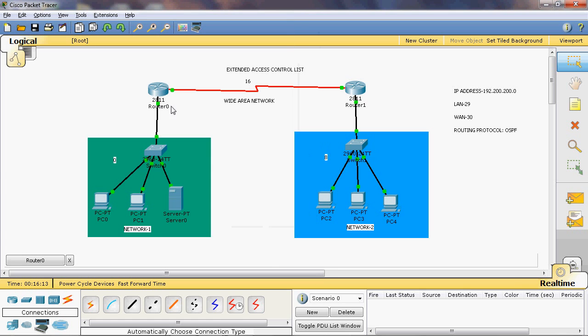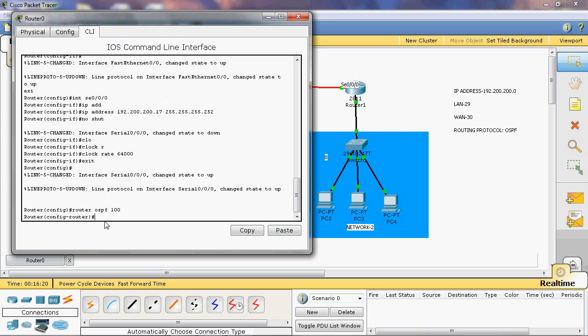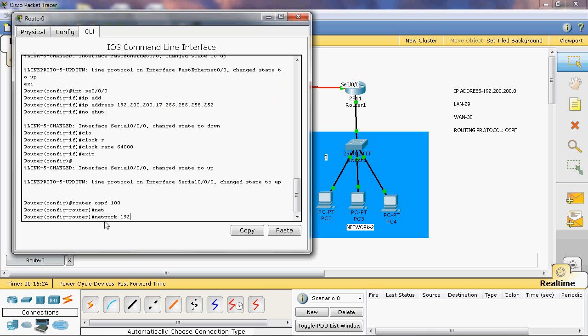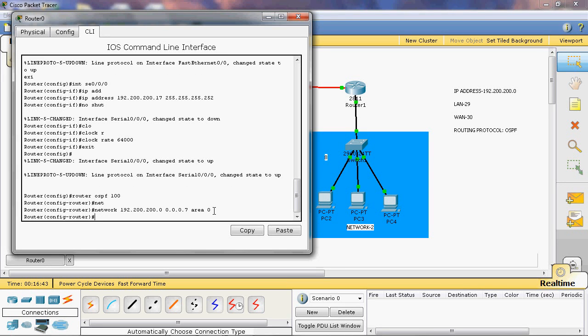Okay, in router 0 the directly connected networks are the LAN and the WAN 16. So we can give in router global mode: network 192.200.200.0. The wildcard mask is the inverse of the subnet mask; the local area network subnet mask is 29, so the wildcard is 0.0.0.7. Then we can give area 0.